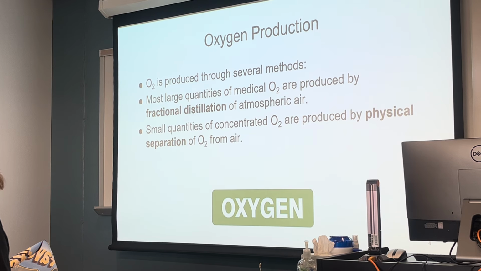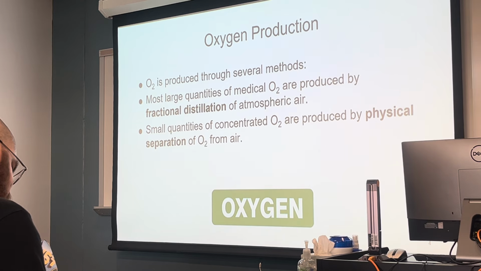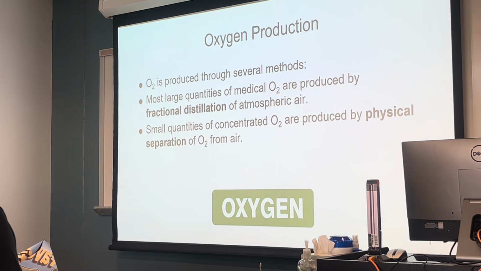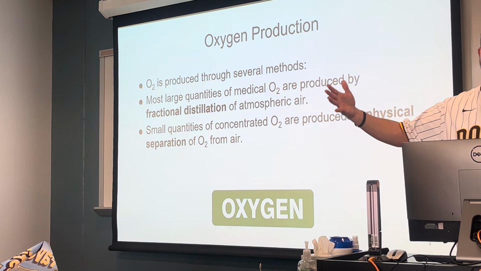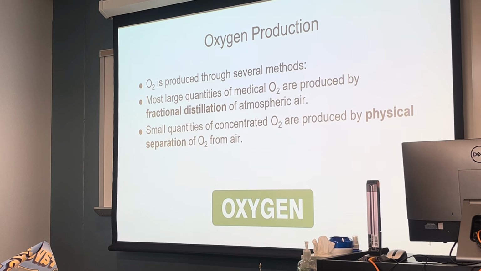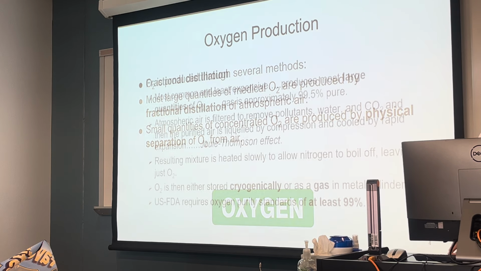How is oxygen produced? One of two ways. The first one, and what we're going to see used in a hospital setting, or what supplies the hospital with oxygen, is this concept known as fractional distillation. That's what supplies the hospital with all of that oxygen. The second is for smaller quantities of oxygen, maybe for a single patient in the home, physically separating oxygen from regular room air. And we'll talk about both methods here.